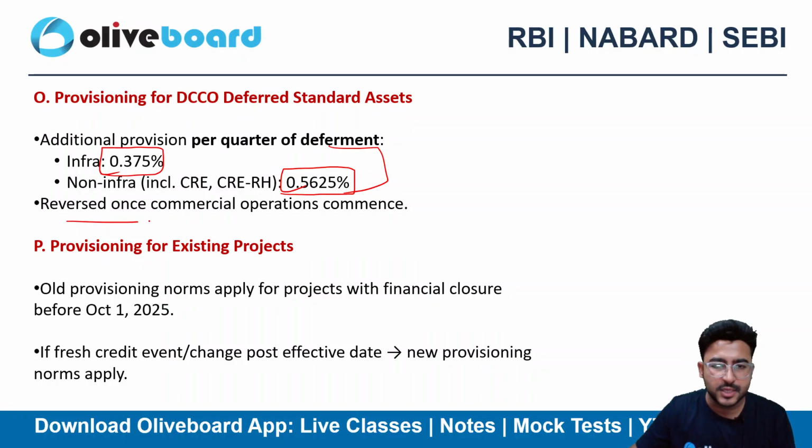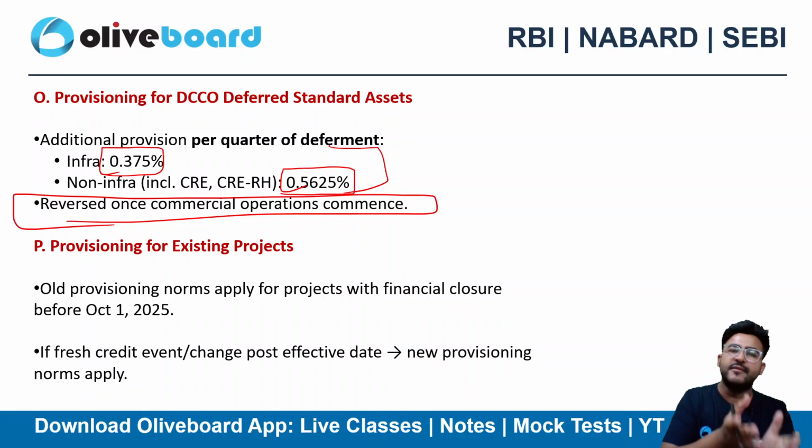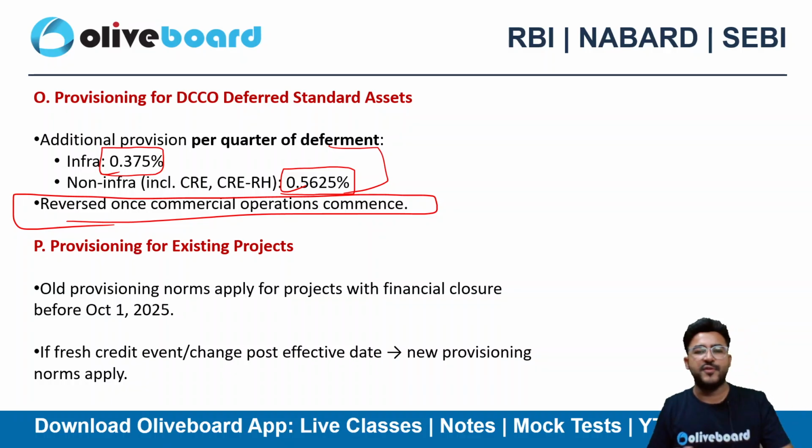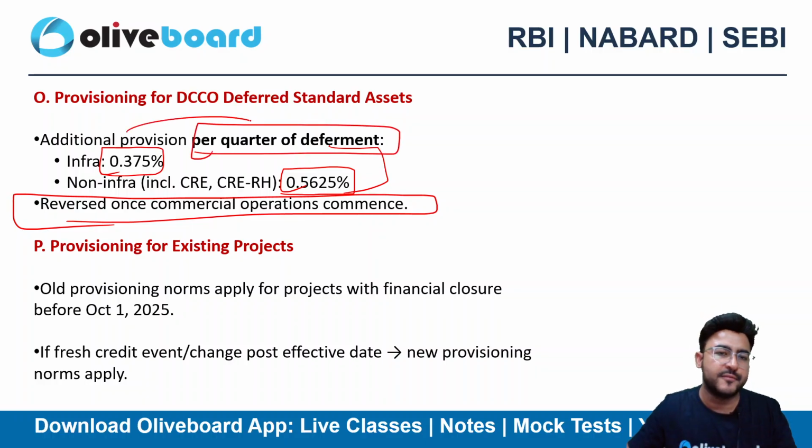Reversed once the commercial operations commence. So once your commercial operations commence, then you can reverse these additional provisions. As of now, these are the per quarter of deferment, right? Per quarter deferment पे additional provision है जो आपको बनाना रहेगा यहाँ पे.